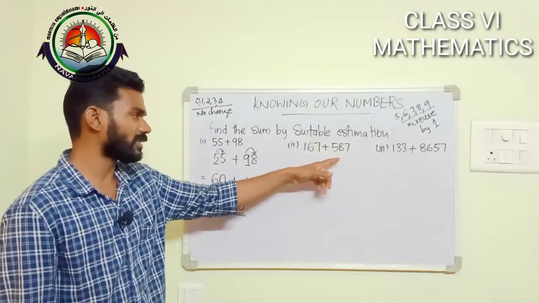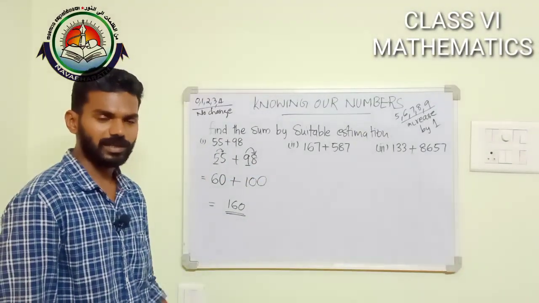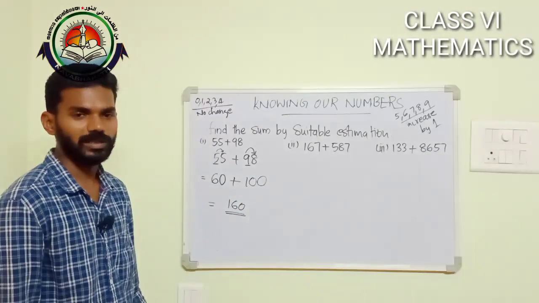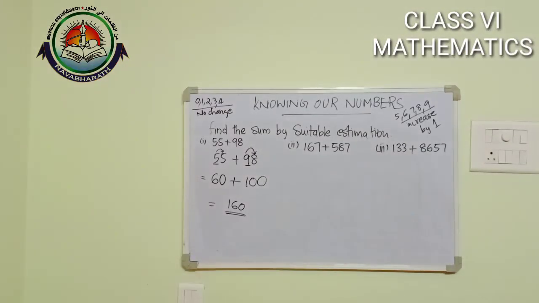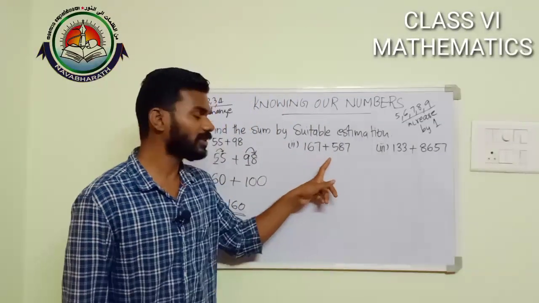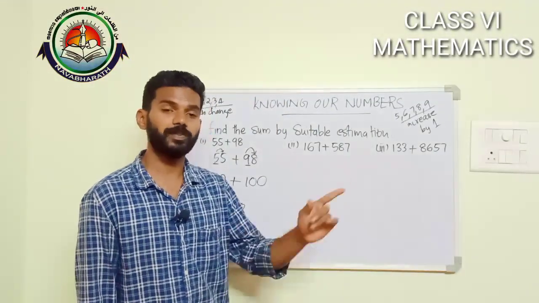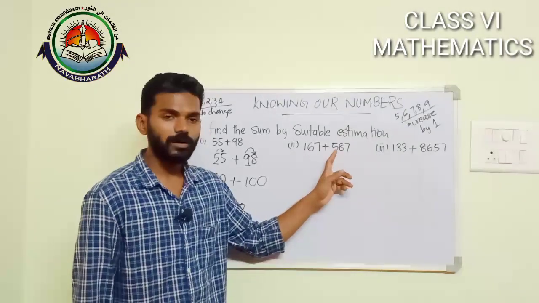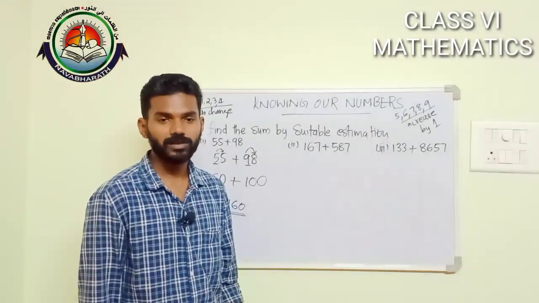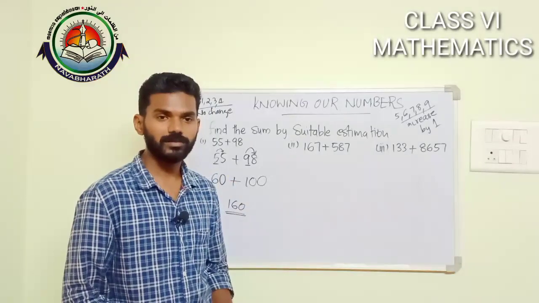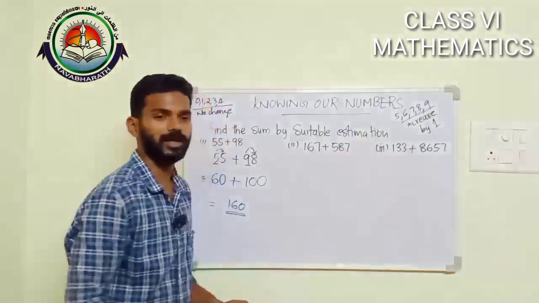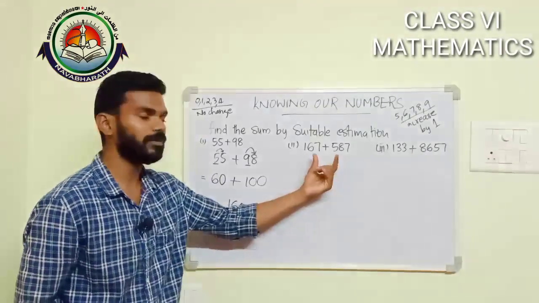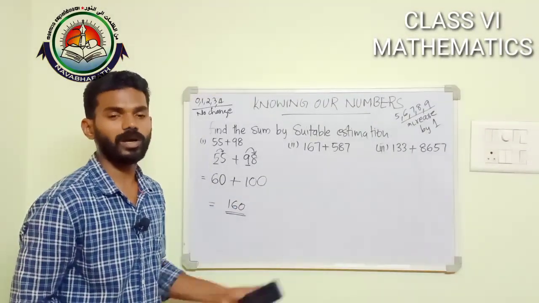Now let's look at the second question and check how it can be done easily. Clear? In this second case, it is better to round off both the given numbers to the nearest 100 so that this would become some complete hundreds. Then they can be easily added. How can you do it?